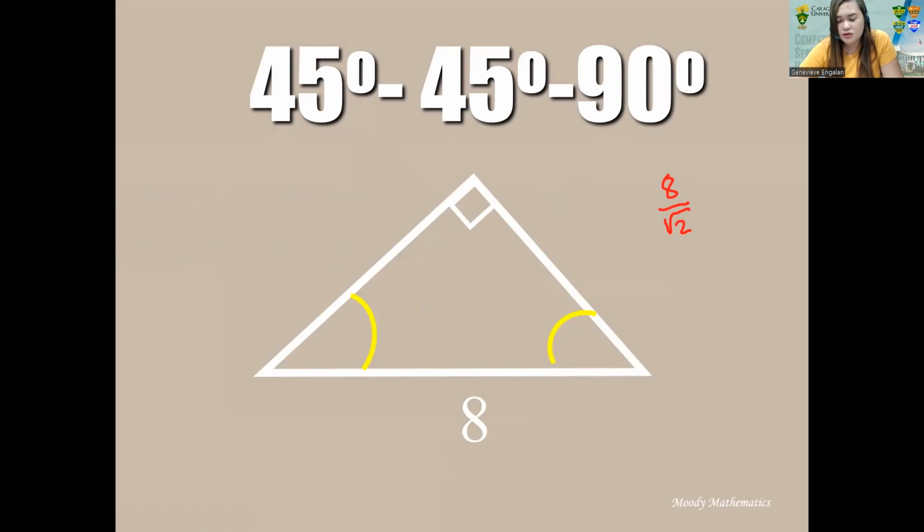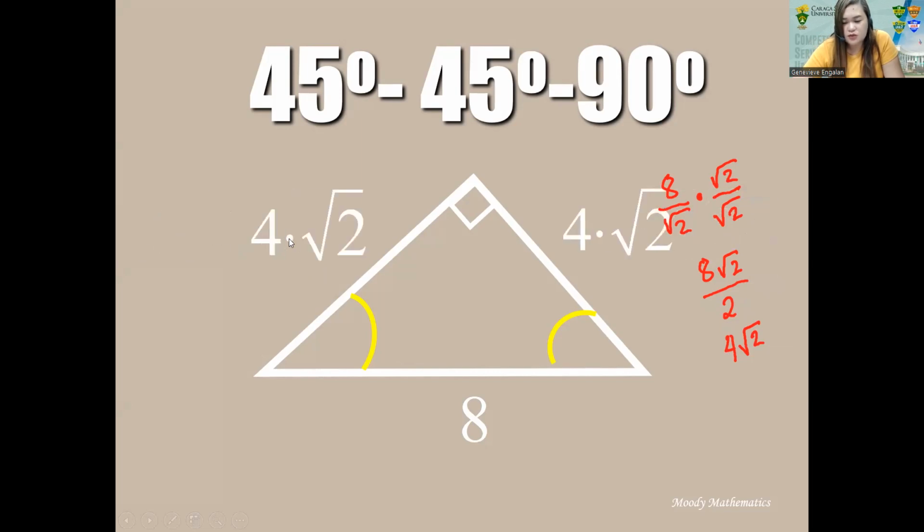So, we divide by square root of 2. Since we have a square root of 2 in the denominator, we will rationalize our denominator. So, multiply by square root of 2 over square root of 2. This will become 8 square root of 2 over 2. So, 8 divided by 2, that is 4 square root of 2. So, the measure of the leg is 4 square root of 2.